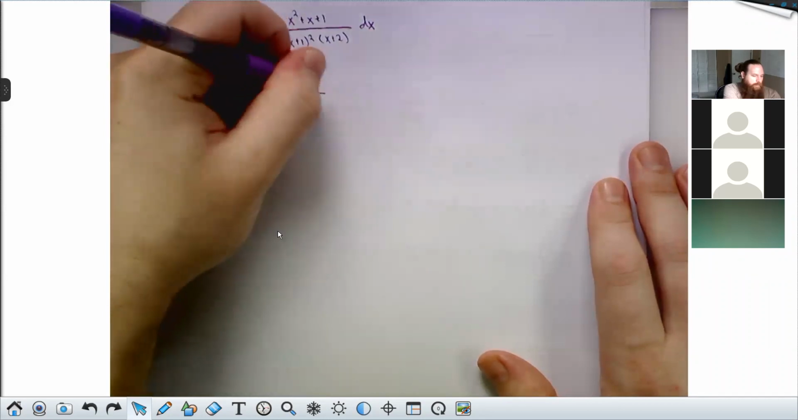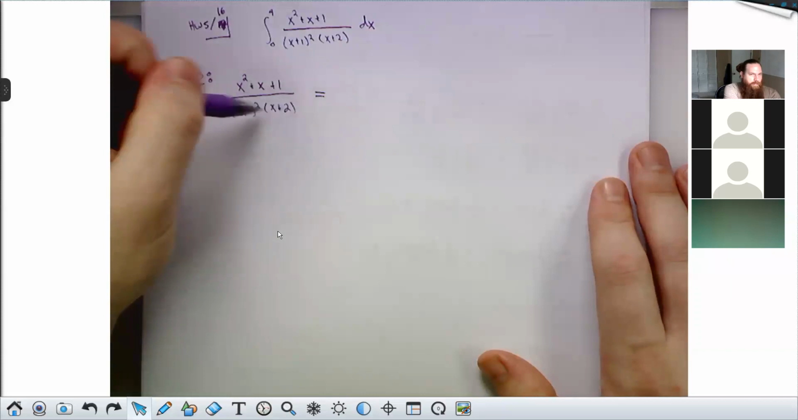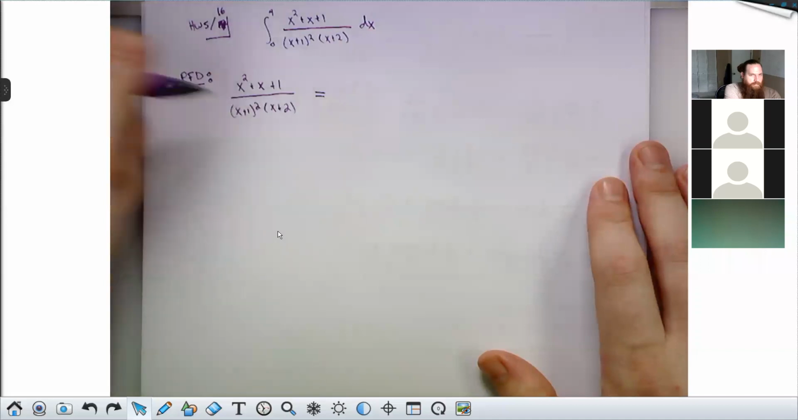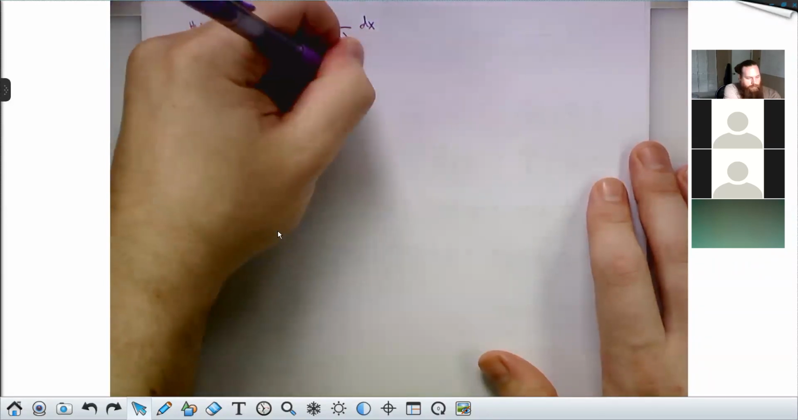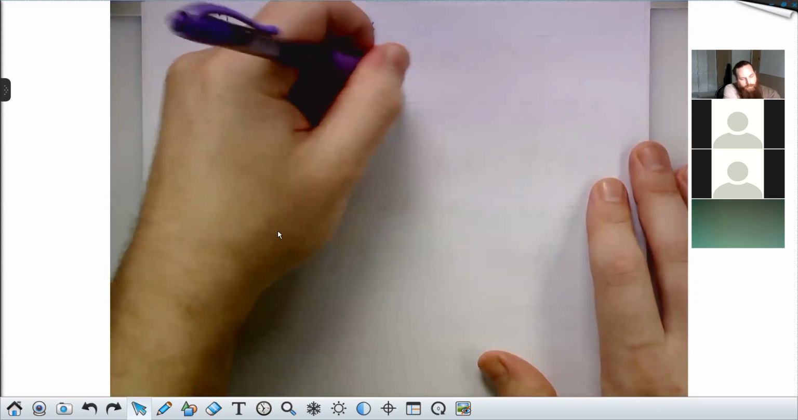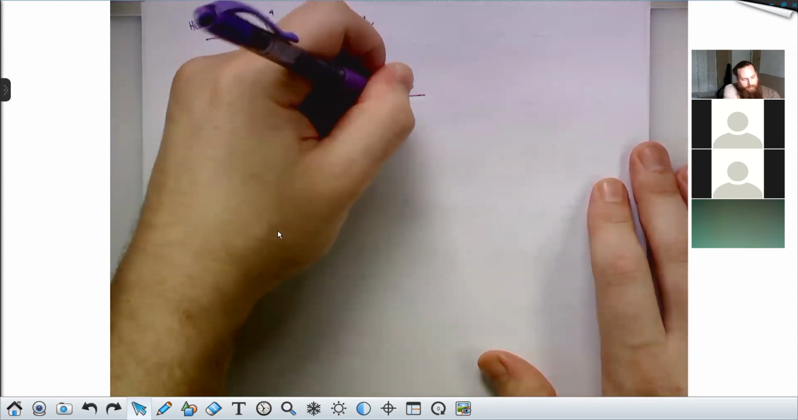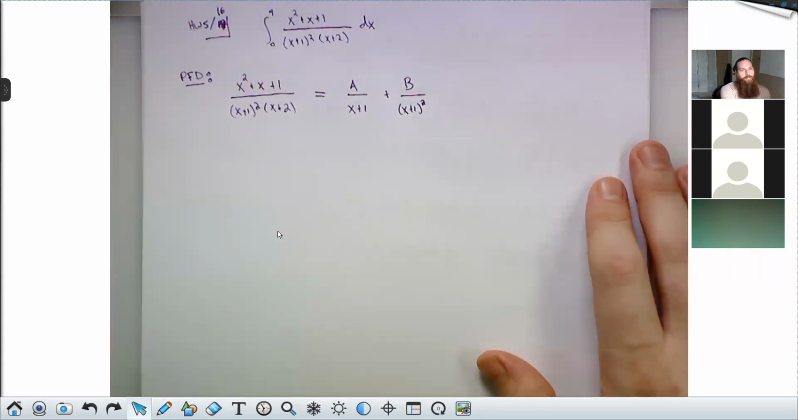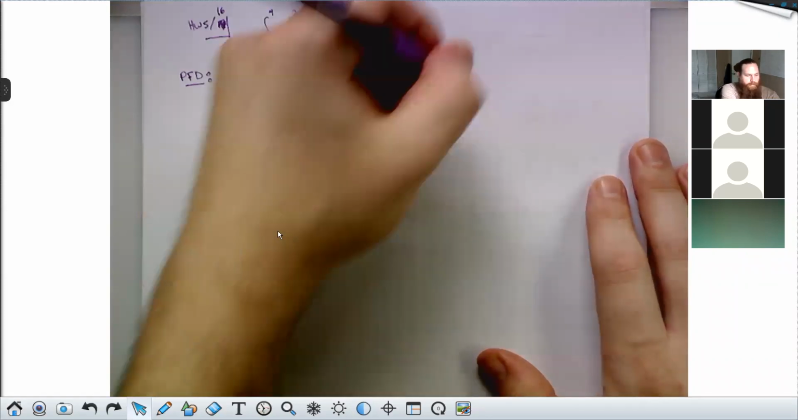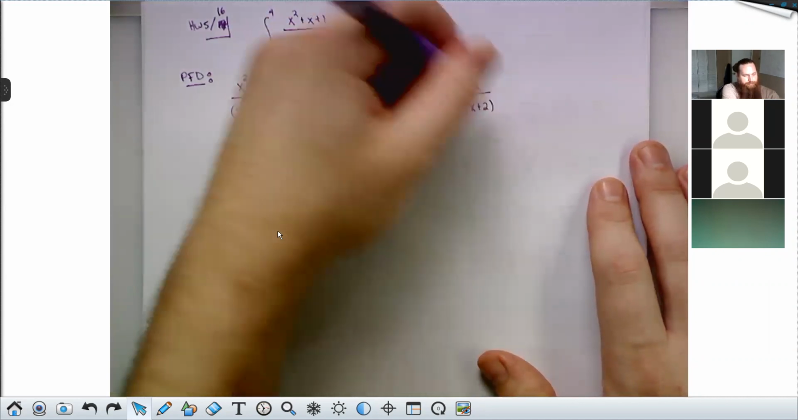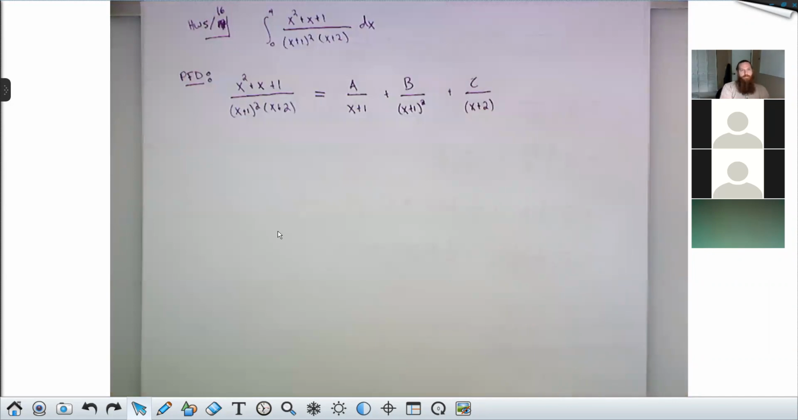I have to ask, what possible things could have contributed to either of these factors being in the downstairs? The x plus 1, because it is squared, could have come from something like this, or also could have come from a combination of something like that with something like this. So the x plus 1 quantity squared contributes these two terms to the PFD setup, and then the x plus 2 contributes just this. Is everybody comfy with that?